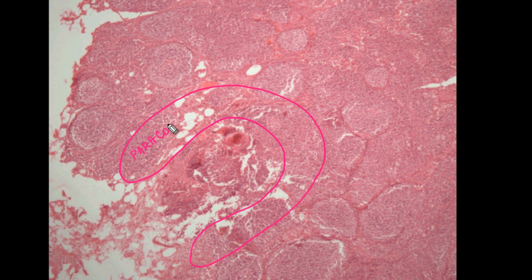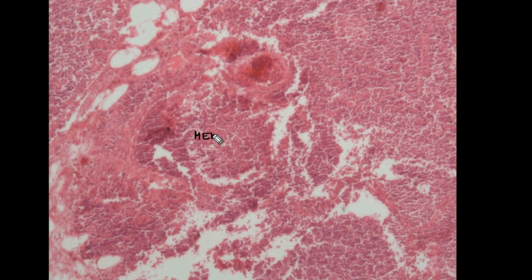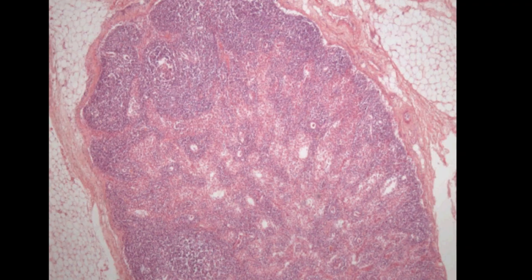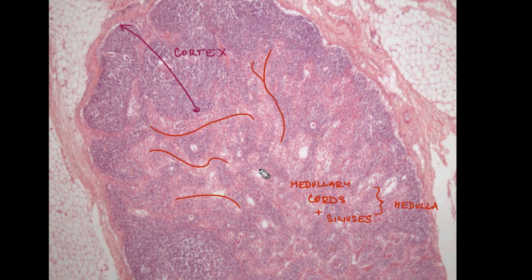Paracortex is located between the cortex and medulla. This region is time-dependent, so it's basically dependent on the time of delivery of the T cells. Medulla is composed of medullary sinuses, which drain into an efferent lymphatic vessel, and medullary cords. Cords are well seen in the first slide of a lymph node, and they are closely packed lymphocytes and plasma cells.